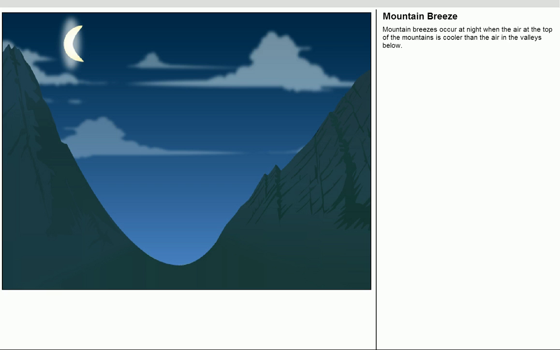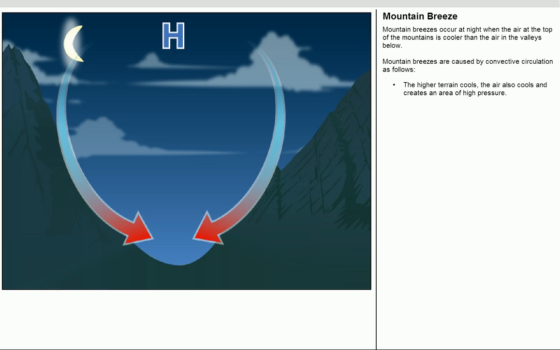Mountain breezes occur at night when the air at the top of the mountains is cooler than air in the valleys below. As with the speed of the valley breeze, the speed of the mountain breeze depends on the temperature difference between the top and bottom of the slope. Just before sunrise, the speed of mountain breezes along the mountain slopes and valley floors can reach 15 knots, although speeds at the base of the mountain can reach 25 knots.